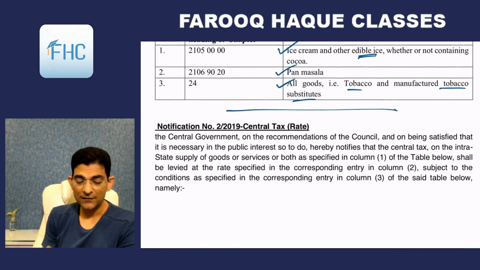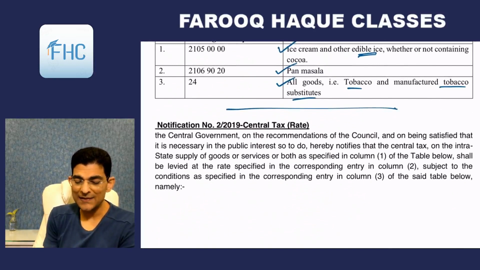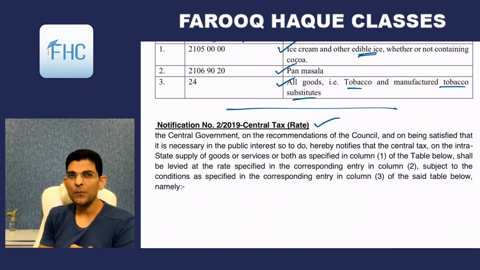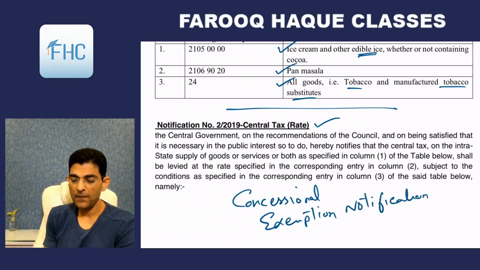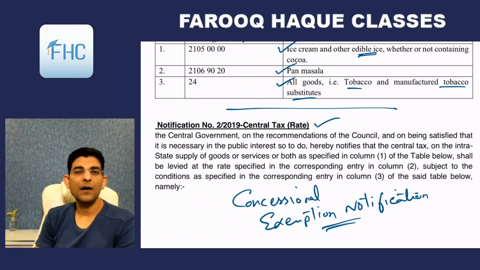Here we'll end the lecture, and this notification which is given here 2/19, this is similar to composition scheme, but this is a concessional exemption notification, or you can say partial exemption notification. It is a partial exemption notification. So we'll study this in the chapter of exemptions. There are a lot of exemptions that we are going to see, and in that I will also explain notification number 2. Great.